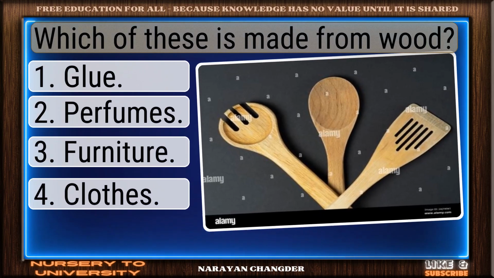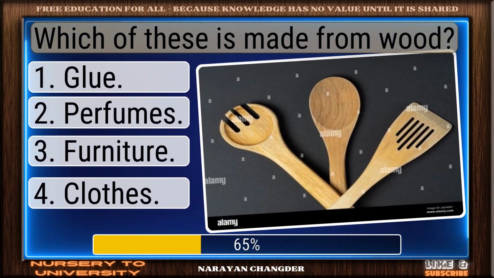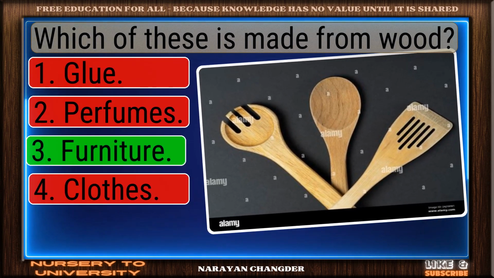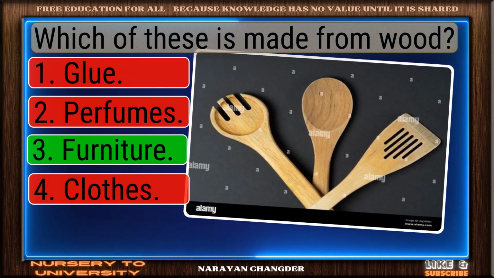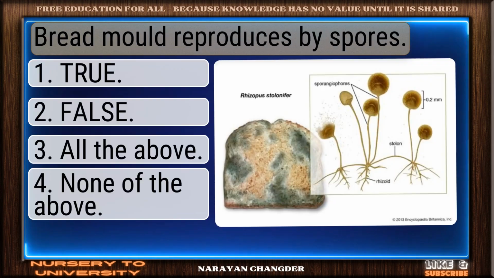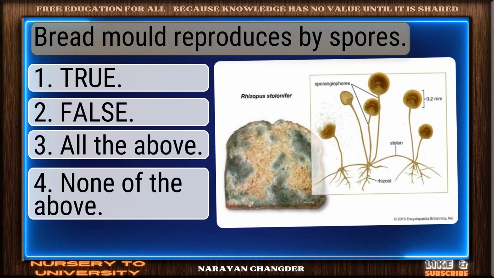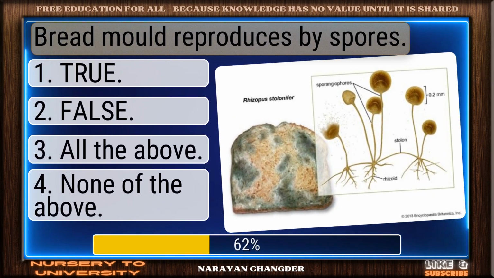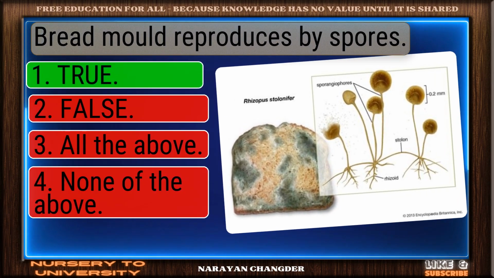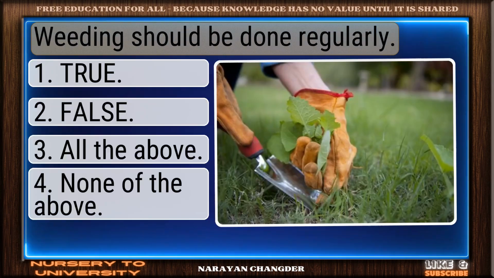Which of these is made from wood? Well picked. Furniture is the correct answer. Bread mold reproduces by spores. On track. True is the correct answer.